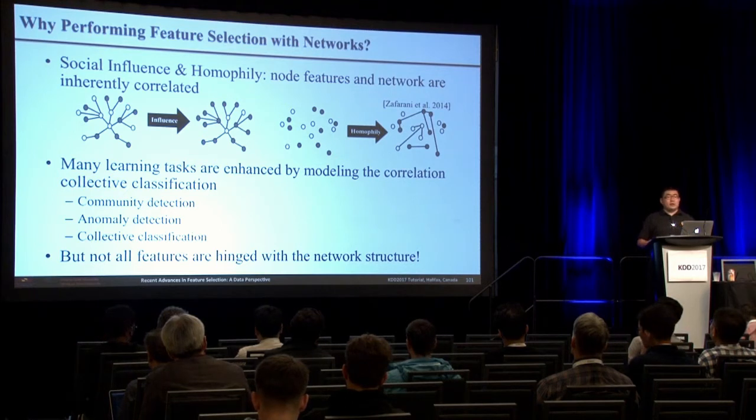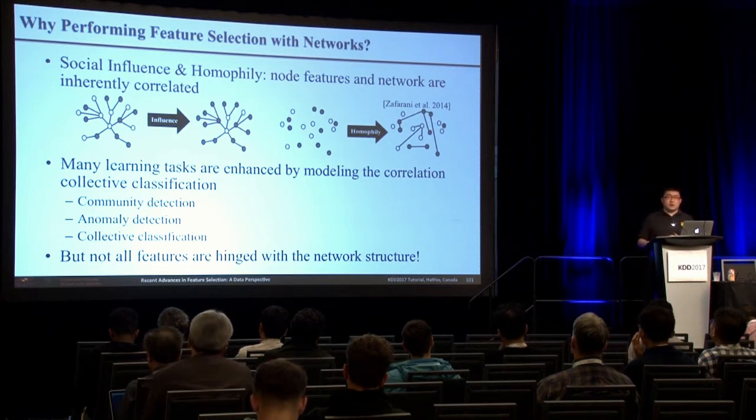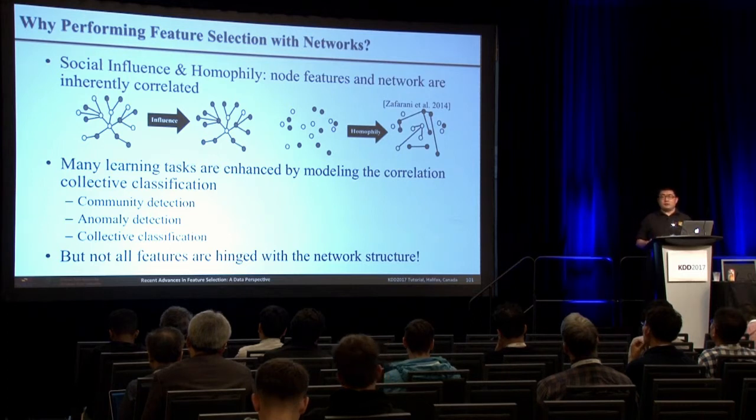Therefore, it is very useful to use feature selection to find some informative features, such that these features can be closely hinged with the network structure. And in this way we can improve the learning performance of many learning tasks.